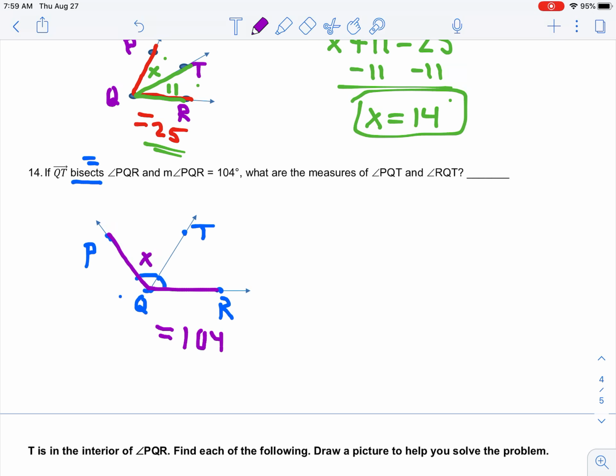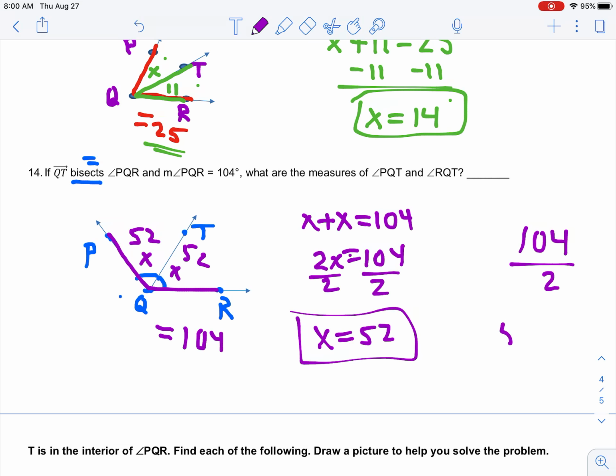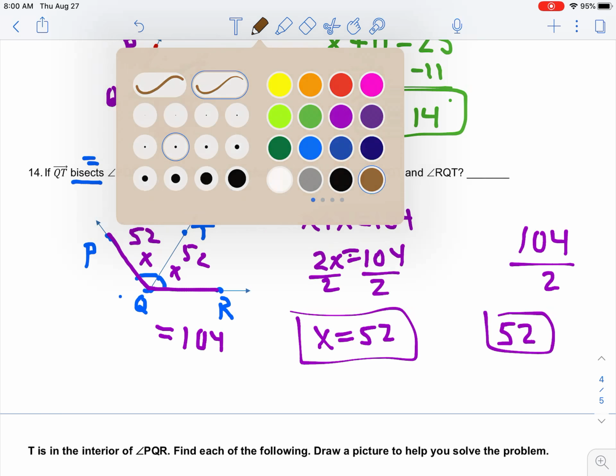So what I could do is I could put an X here and an X here, and I could say X plus X equals 104. Well, that's 2 X's equals 104. Divide by 2, and I get X to equal 52, which makes sense. They would both be 52. They're both the same. If you saw this right away and you said bisects, I know it's equal, you could have just taken 104 and cut it in half, and you would have gotten 52 right away. But again, I'm showing you with an equation so you can see how to set it up.